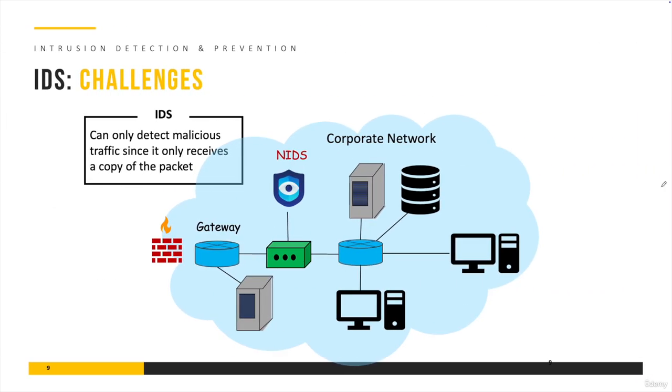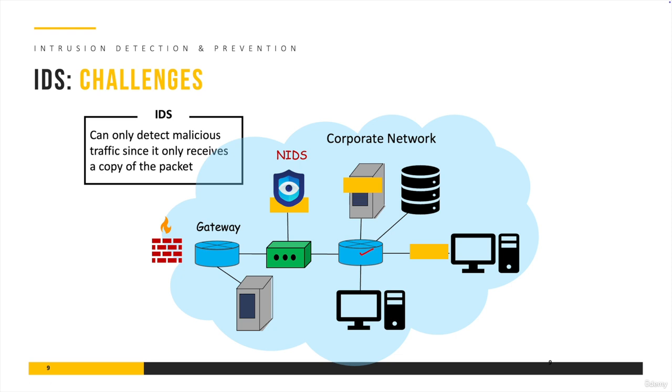So what are the challenges of intrusion detection systems? An IDS can only detect malicious traffic, since it only receives a copy of the packet. Let's say some traffic is coming in. One copy will be passed to the internal corporate network and one copy will be sent to the NIDS. The NIDS can then run forensic analysis and try to detect attacks. But even if there is an attack, this traffic has already entered the corporate network. So this is one limitation of intrusion detection systems. That traffic is going to do whatever it was intended to do. So yes, you have been alerted, but the damage could already have been done.